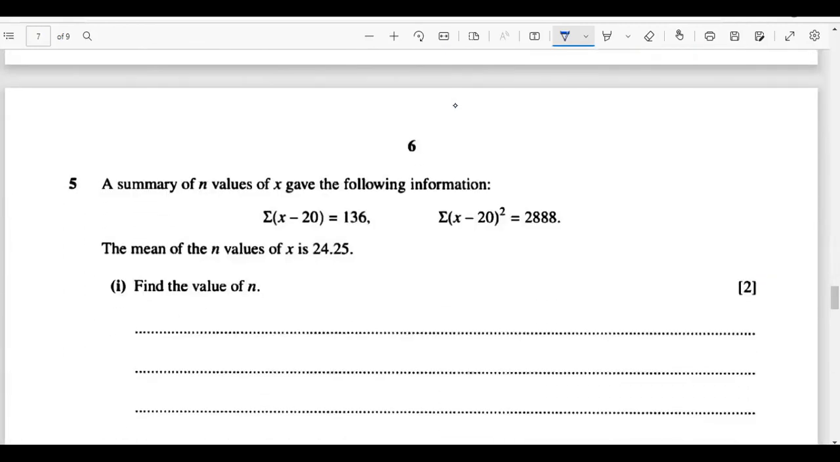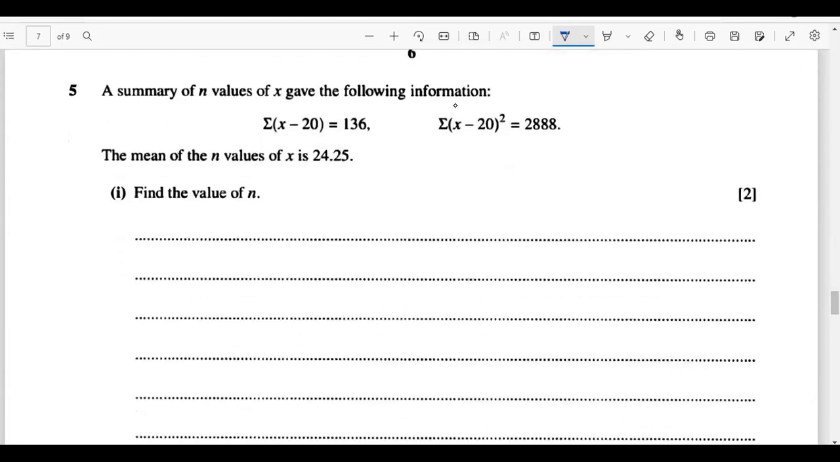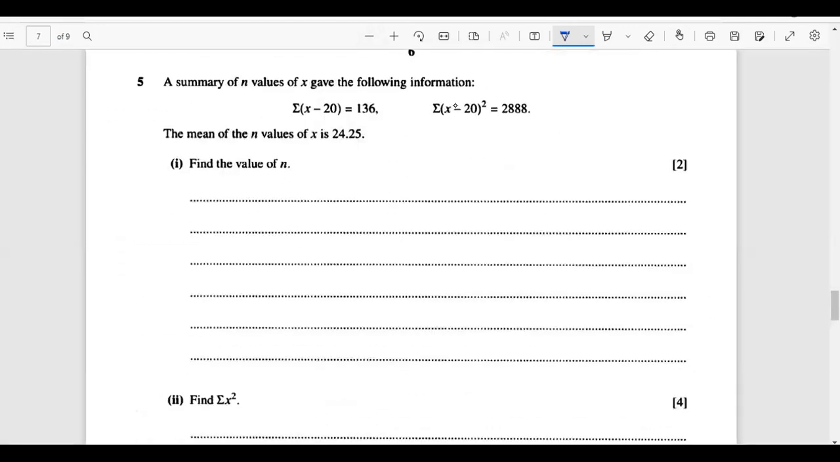So let's talk about the next question now. Okay. Let's talk about this one. This is the last question for today.